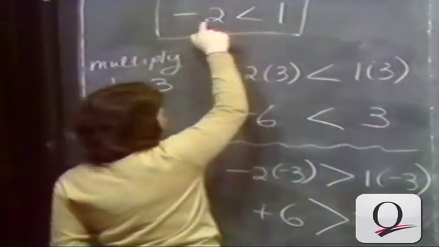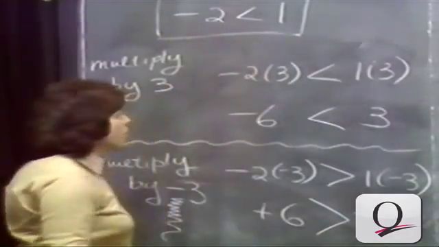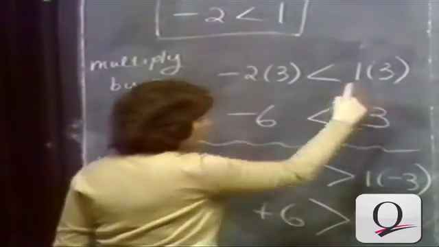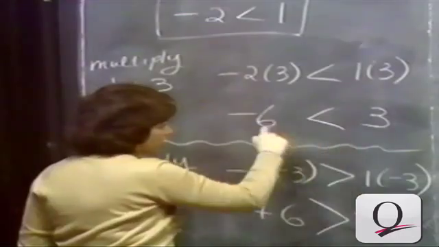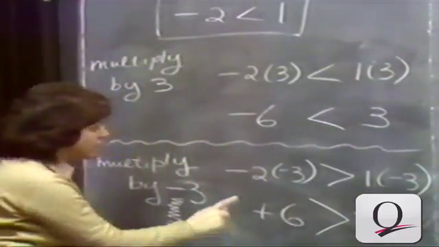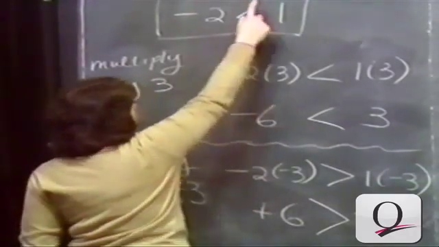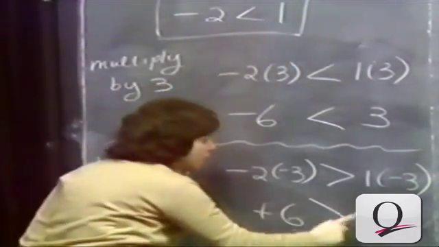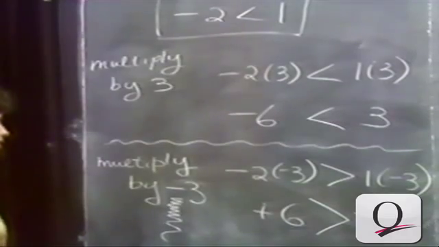Where we had before minus 2 is less than 1, when we multiplied by a positive number, okay, we kept an inequality which was a less than inequality. This was less than, so was this. But when we multiplied by a negative number, okay, where we started with a less than inequality, we wound up with a greater than inequality.